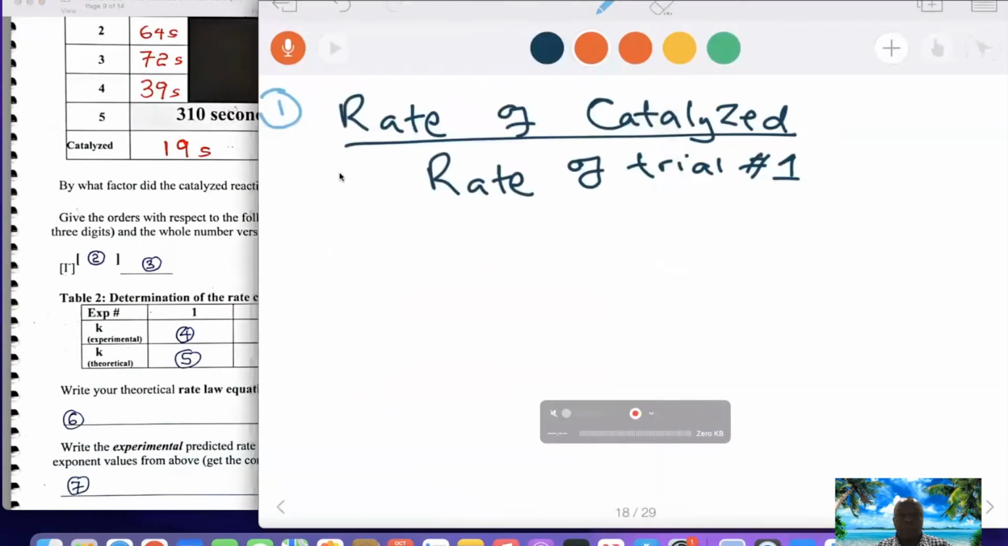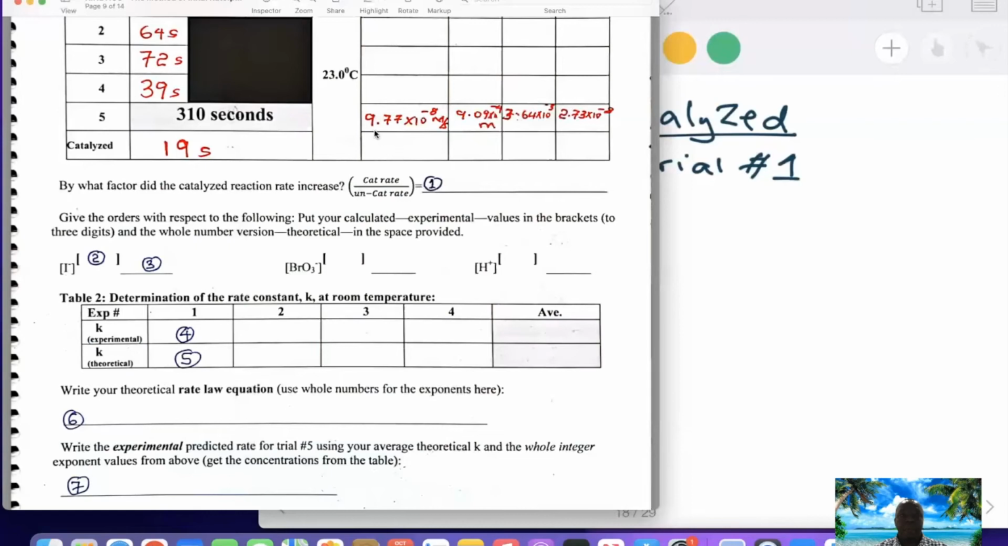For item number 1, you want to compare the rate for the catalyzed reaction and the rate of trial 1. Remember, the constitution of the reagents was exactly the same, except that for the catalyzed one, there was a catalyst, which is the molybdenum in this case. The rate here, all over the rate for trial 1. That is how you will calculate item number 1.